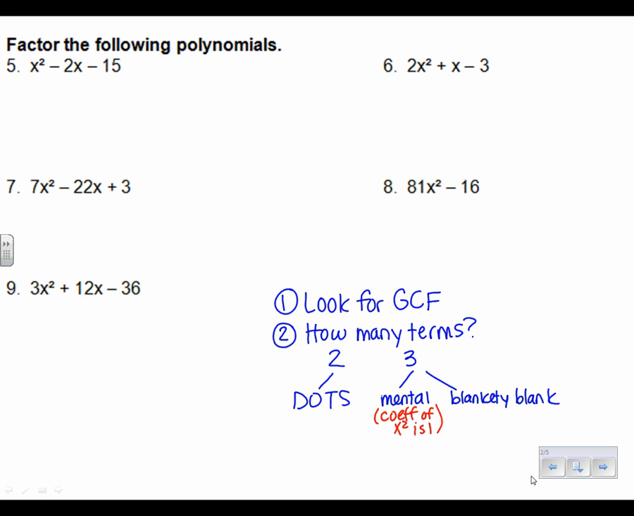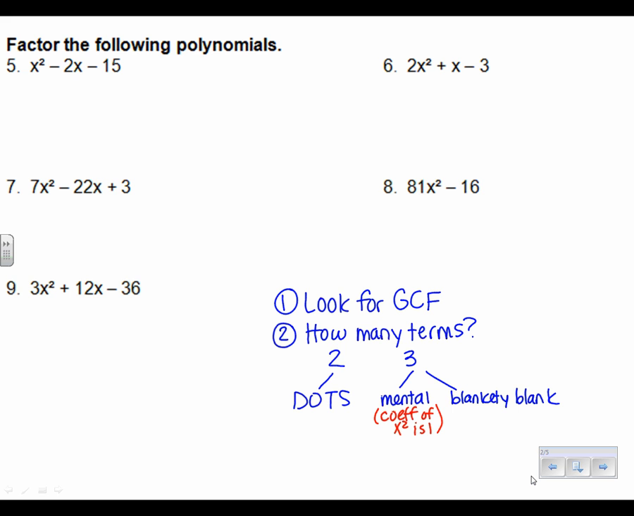Let's look at 5. So I look for a GCF, but there is none because in front of this x squared is a 1, and I can't pull a 1 out. I can pull a 1 out, but it's not a GCF that needs to be pulled out. So I ask, how many terms? Well, I see 1, 2, 3 terms. So this is either going to be a mental or a blank blank problem.